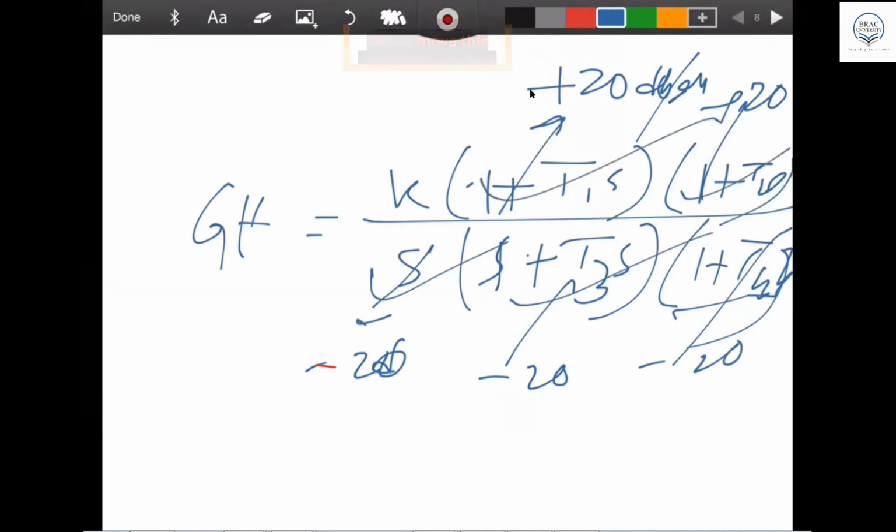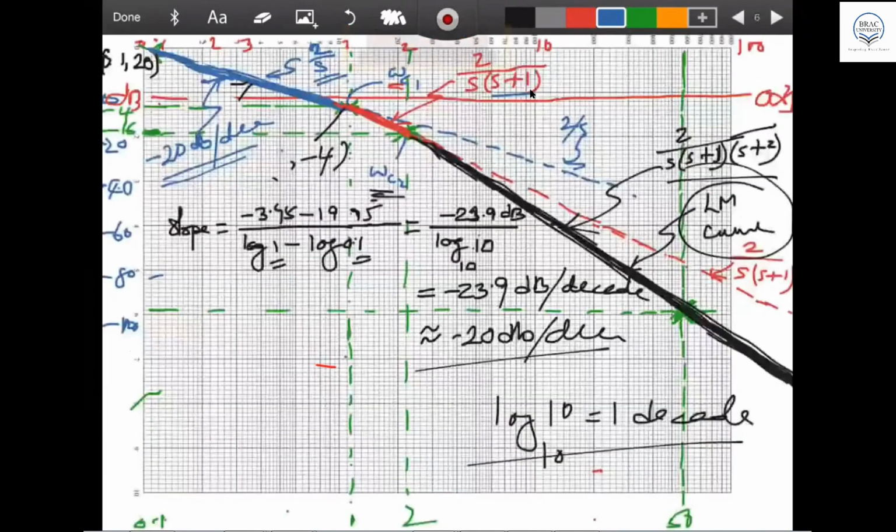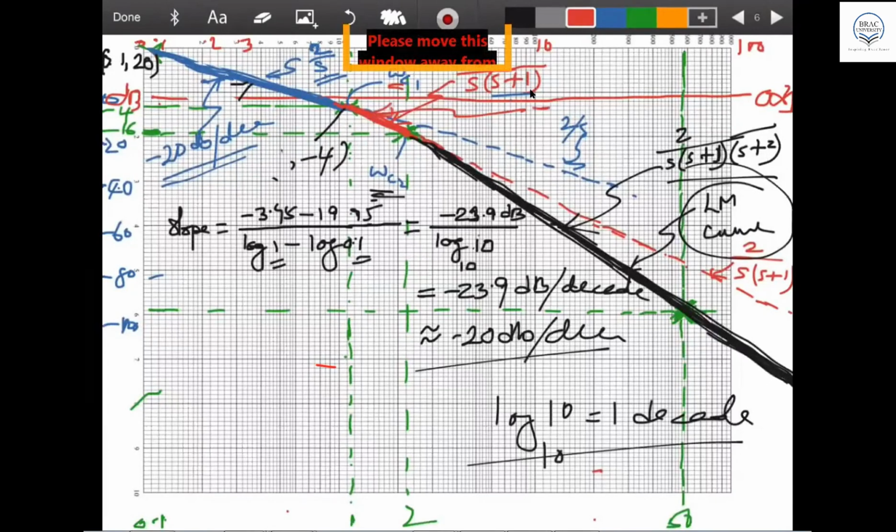If that is the way we go, then your red curve is adding another minus 20 dB. So what will be the slope of the red part of the curve, I mean this one? It will be minus 20, another minus 20. What is that? Minus 40 dB per decade will be this one. That is the slope for this one.